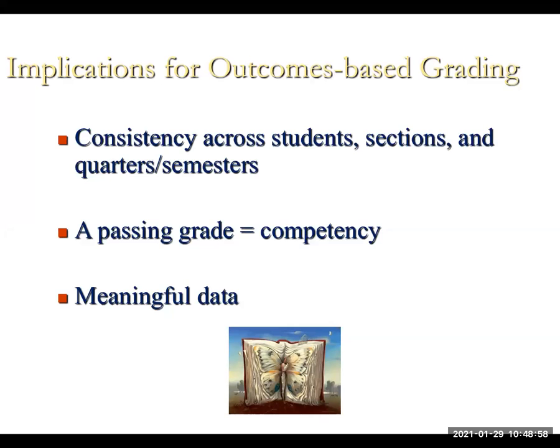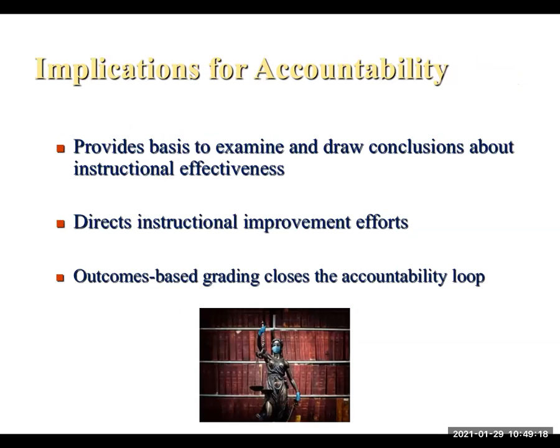So, implications for outcomes-based grading: it provides consistency across students, sections, quarters, and semesters. A passing grade means consistent, satisfactory achievement of learning outcomes. Data on course completion becomes meaningful and gives specificity to that meaning. Outcomes-based grading closes the accountability loop, defining, teaching to, assessing, and grading on the achievement of student learning outcomes. And because faculty naturally must assess student work, there is no additional burden placed on faculty beyond what is already happening as a natural part of teaching and learning.